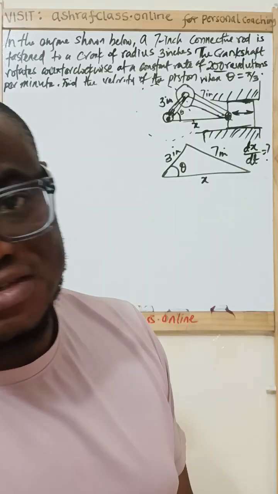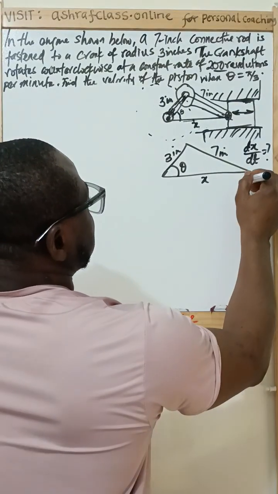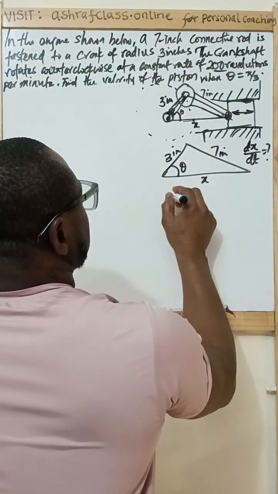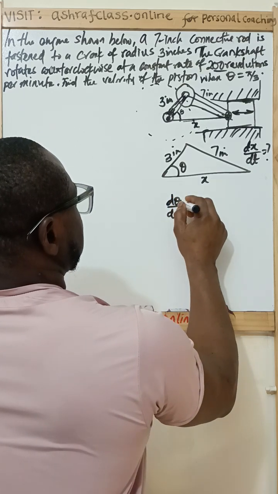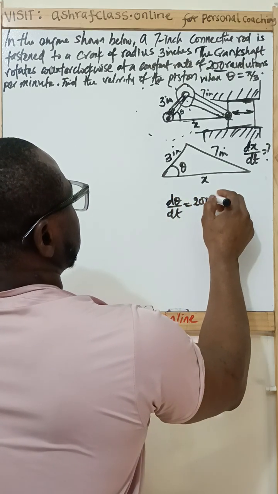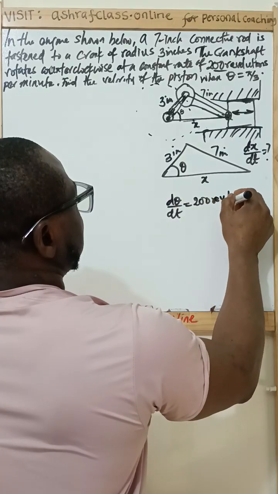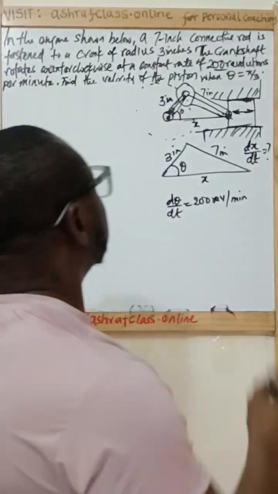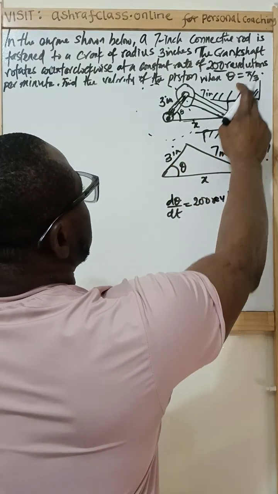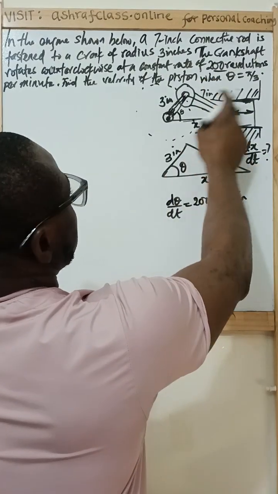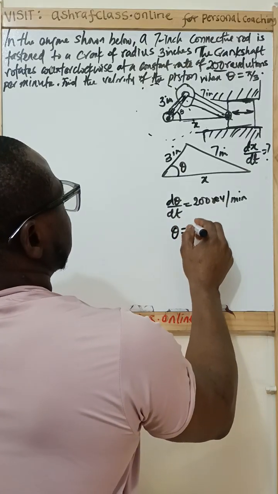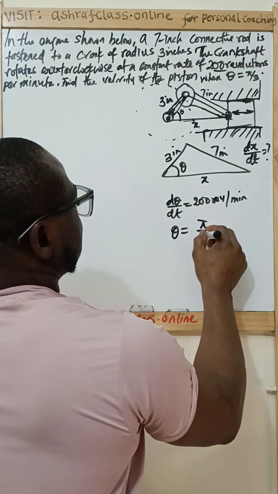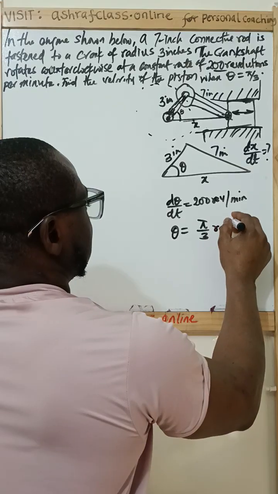We are not given dx/dt, but we are given dθ/dt, and that is 200 revolutions per minute. And we should find the velocity when theta is pi over 3 radians.